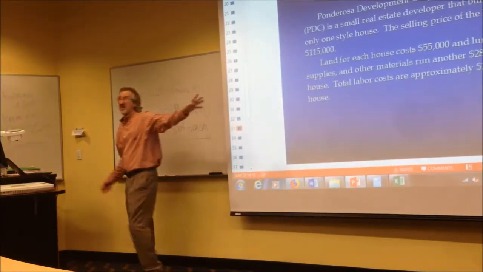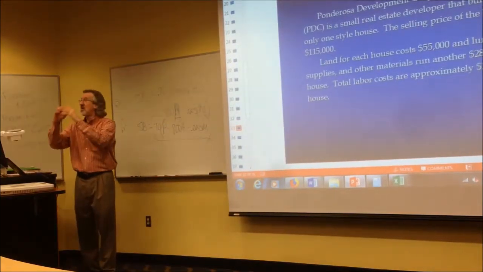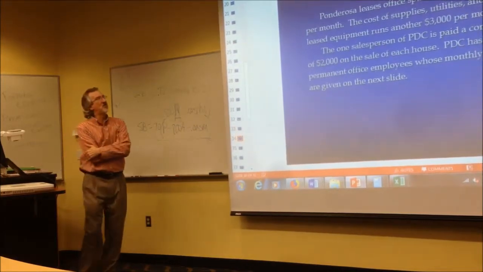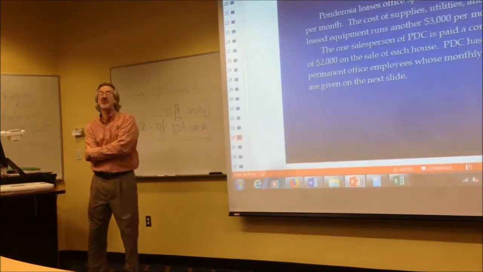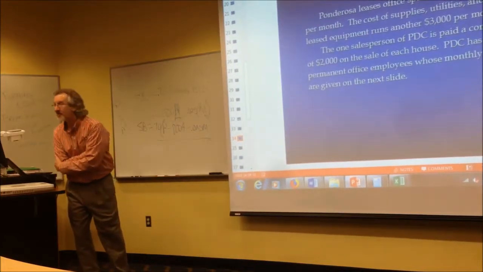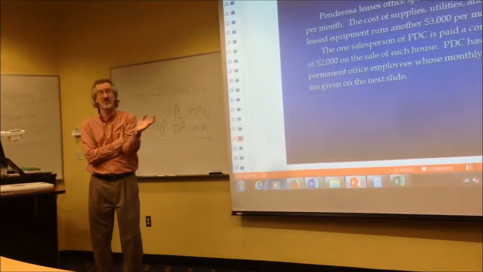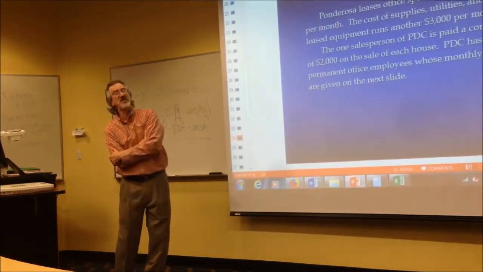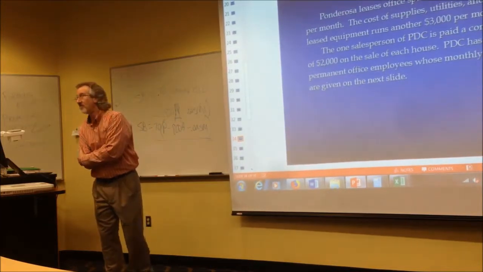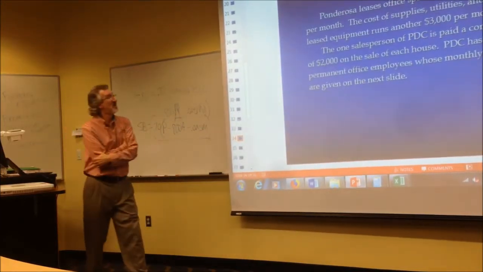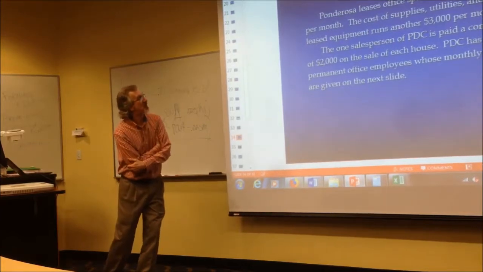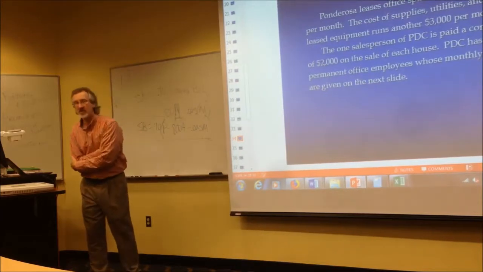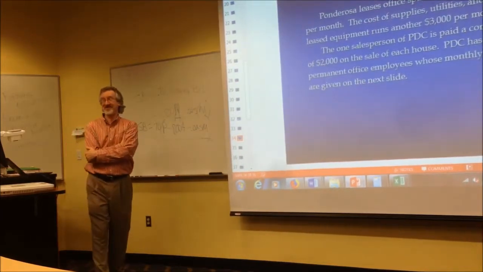We'll add them together with any other variable cost we have to get a total variable, and we want a total fixed cost also. We want those two separate. Next, Ponderosa has leased some office space for $2,000 a month, fixed or variable? Fixed. There you go, because we got to pay it even if we don't sell a house all month long. Cost of supplies, utilities, and leased equipment for the office runs another $3,000 a month, fixed or variable? Fixed. We got to pay that even if we don't sell a house. The one salesperson at Ponderosa Development is paid commission of $2,000 on every sale of a house, fixed or variable? That's right. Only gets paid if it's sold.